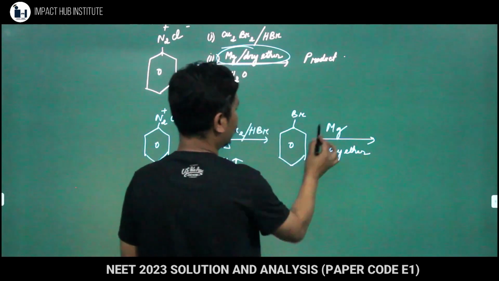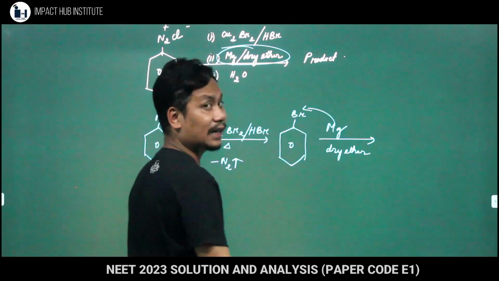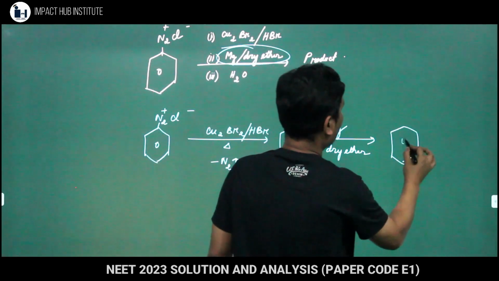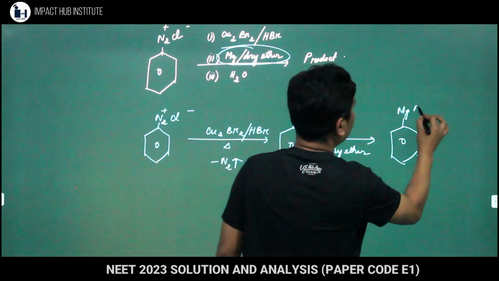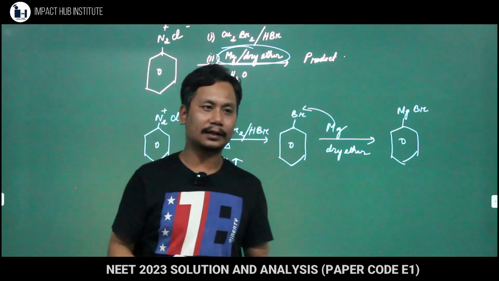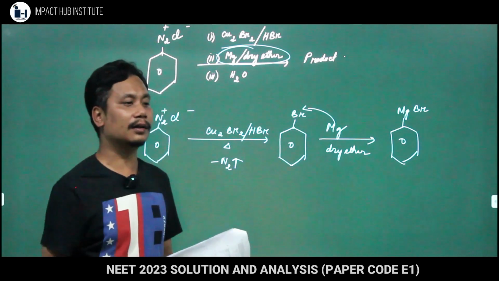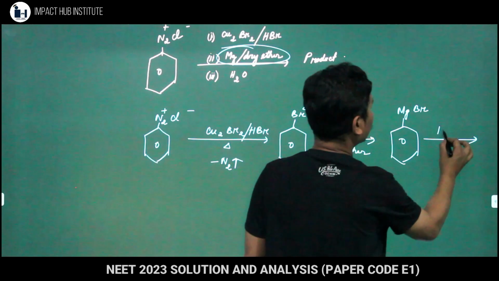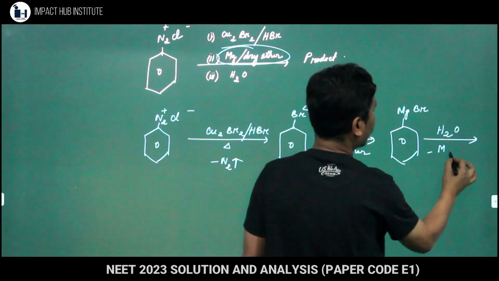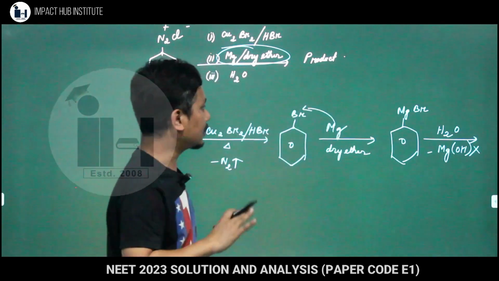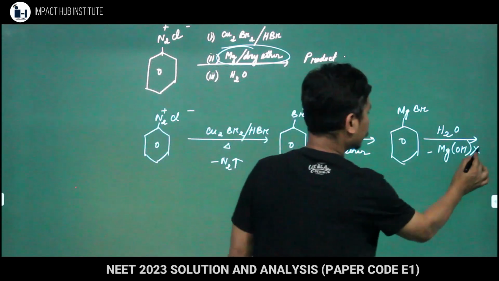In the presence of dry ether, magnesium will just get added up here. It is an addition reaction. Immediately it makes RMgBr. I think you have heard about this RMgX, that is your Grignard reagent. There is a specialty in Grignard reagent: whenever water is there, you just have to eliminate MgOH and X, and the X is your bromide here.